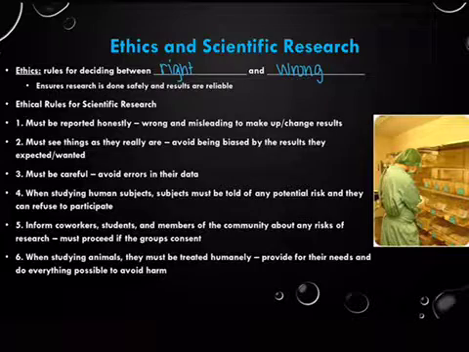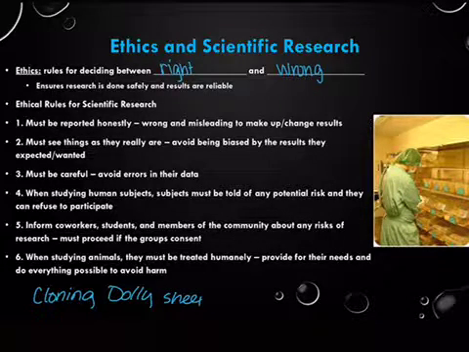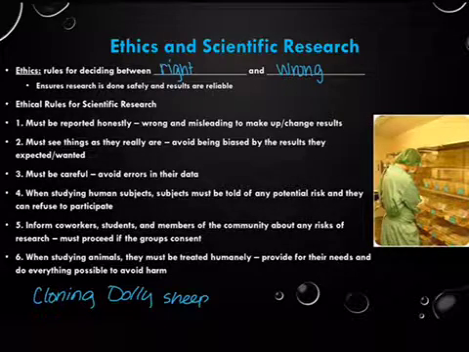When studying animals, they must be treated humanely, provided for their needs, and everything possible must be done to avoid harming them. This is why I know in 7th grade we talked about cloning Dolly the sheep. Cloning is one of those areas of science that some find unethical because it has resulted in many animal deaths. And so ethics can be a very tricky thing.